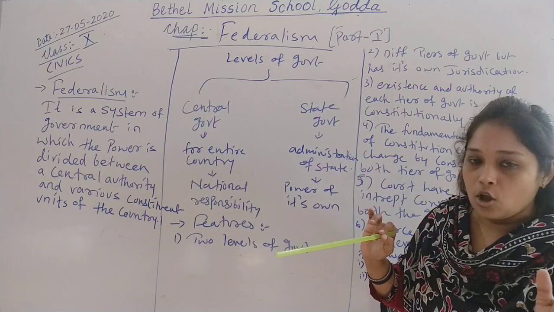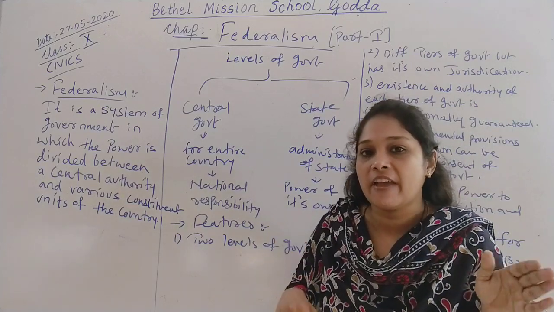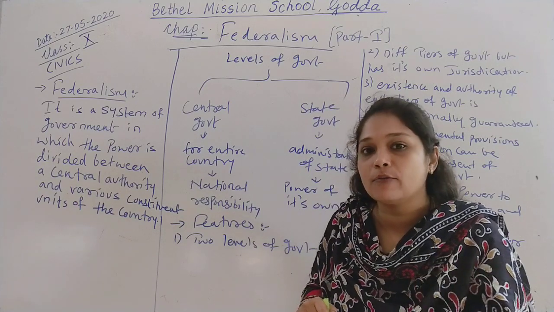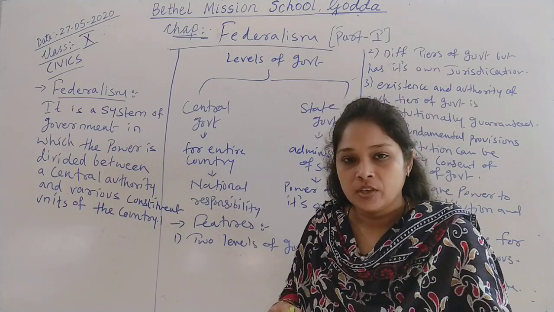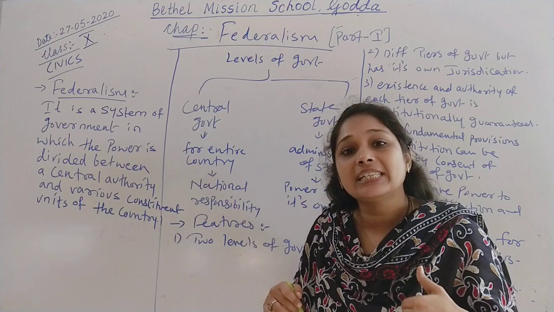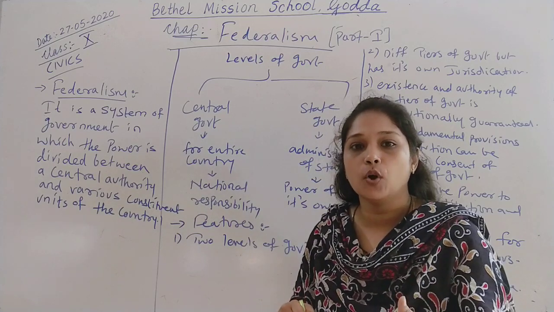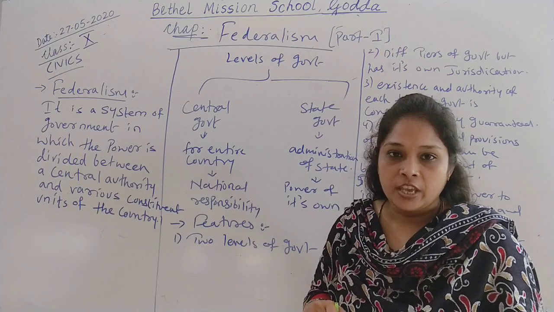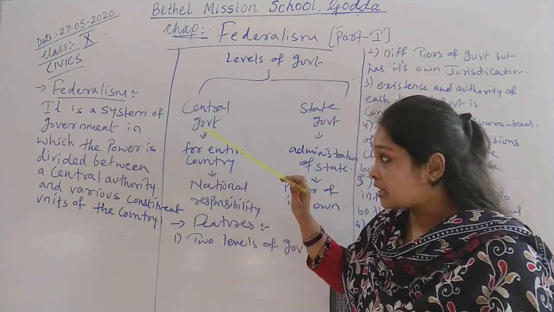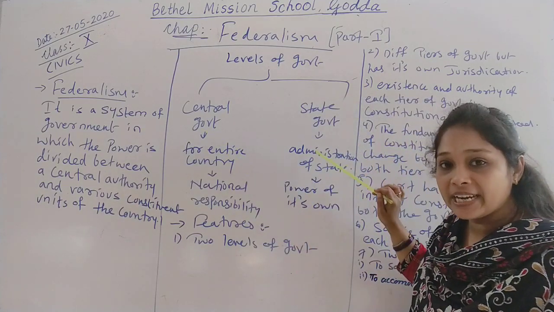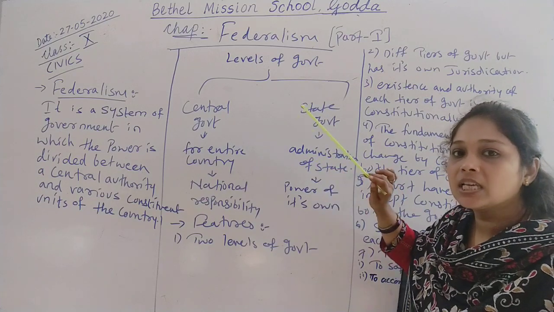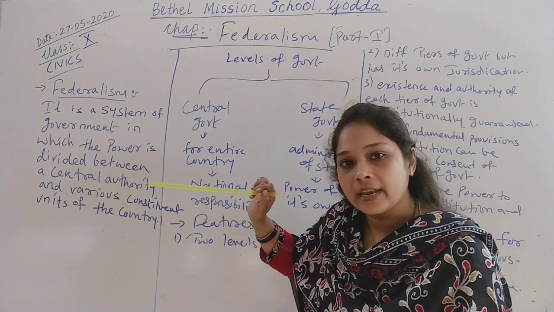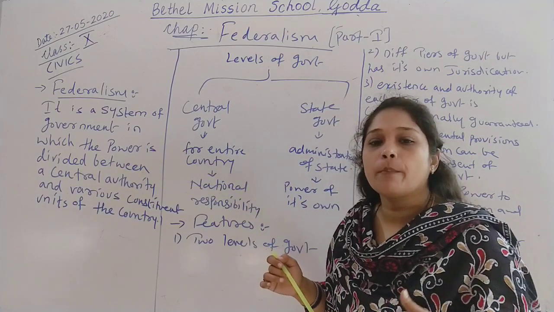For each state or each unit of the state, we have a separate government, and these state governments have their own power and their own responsibility which they need to follow. If anything happens in their state, they have the responsibility. If the central government wants to make any law for any state, first it requires the consent of that state government. Only then can the central government make provisions or laws.